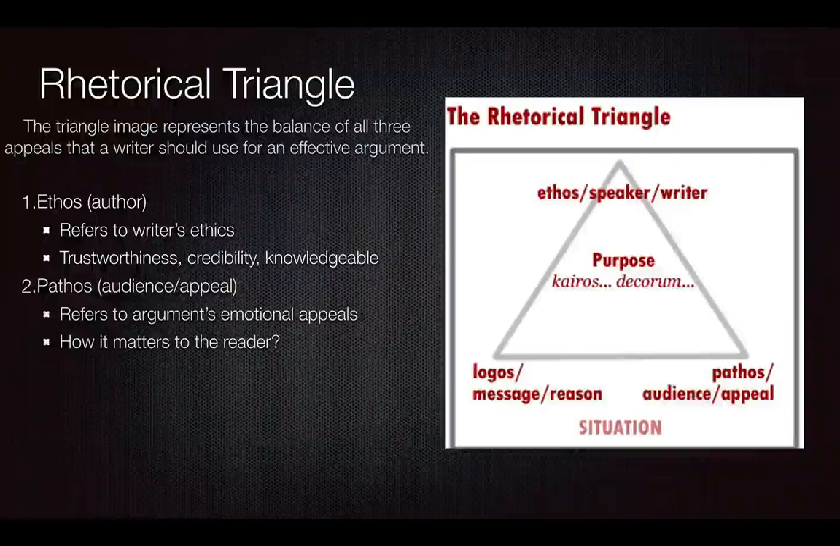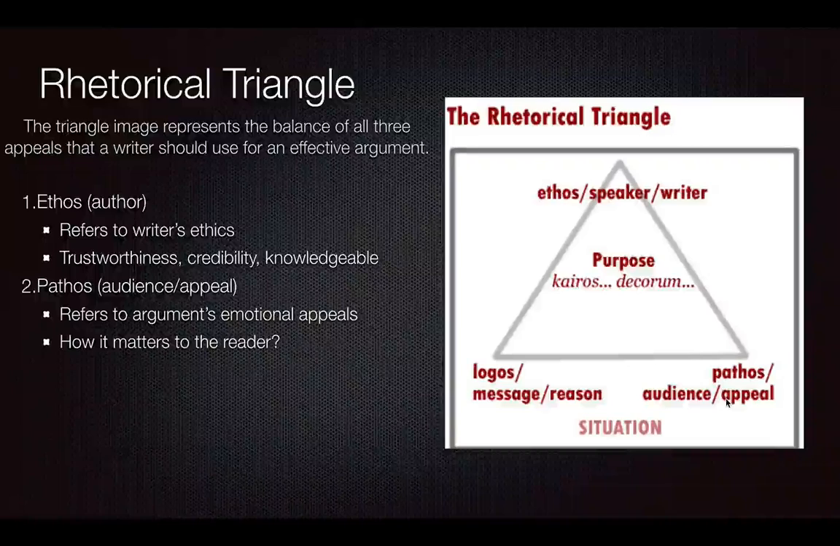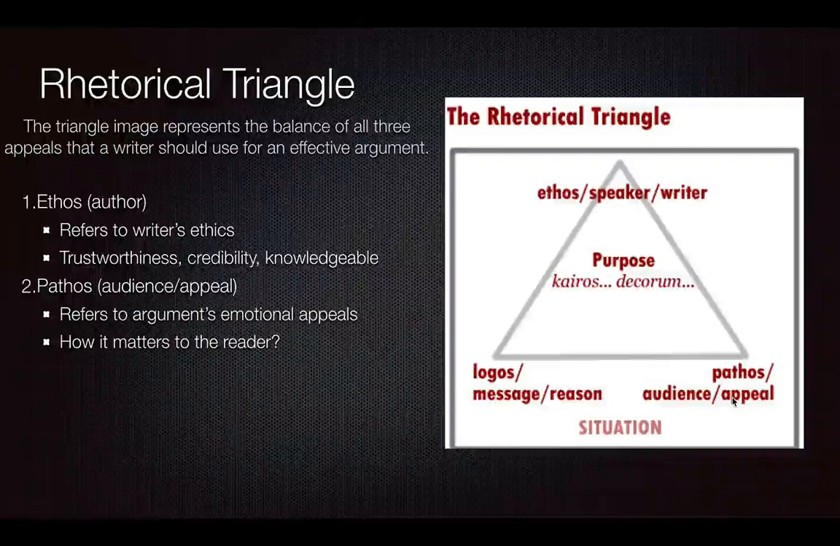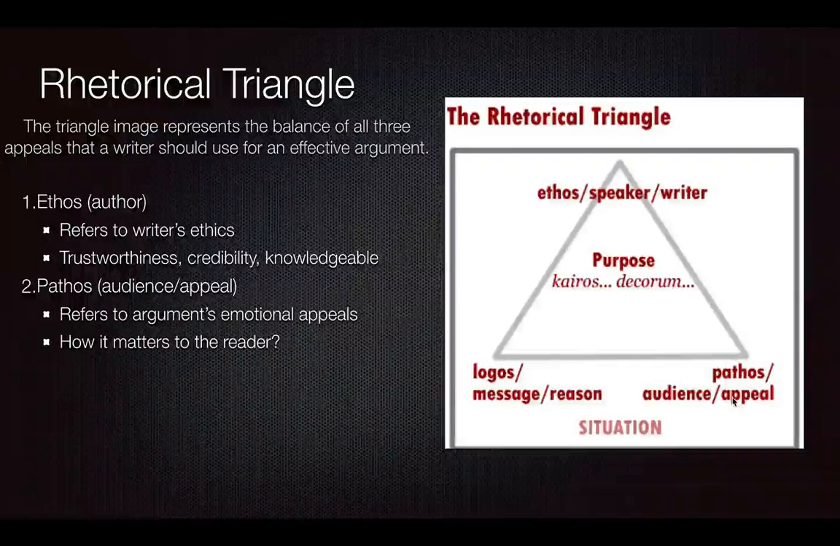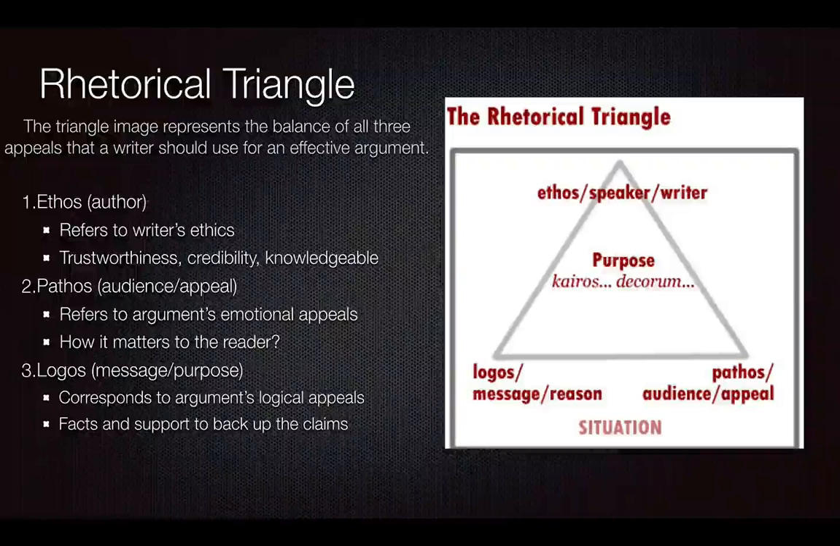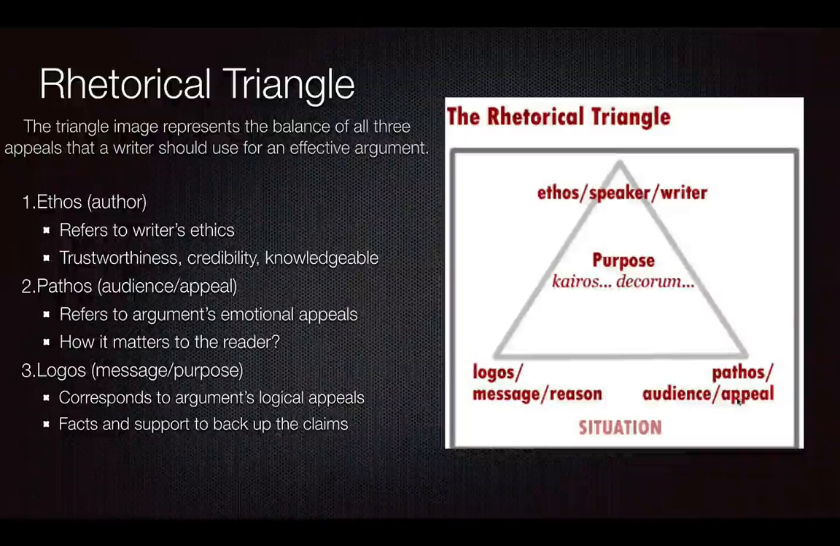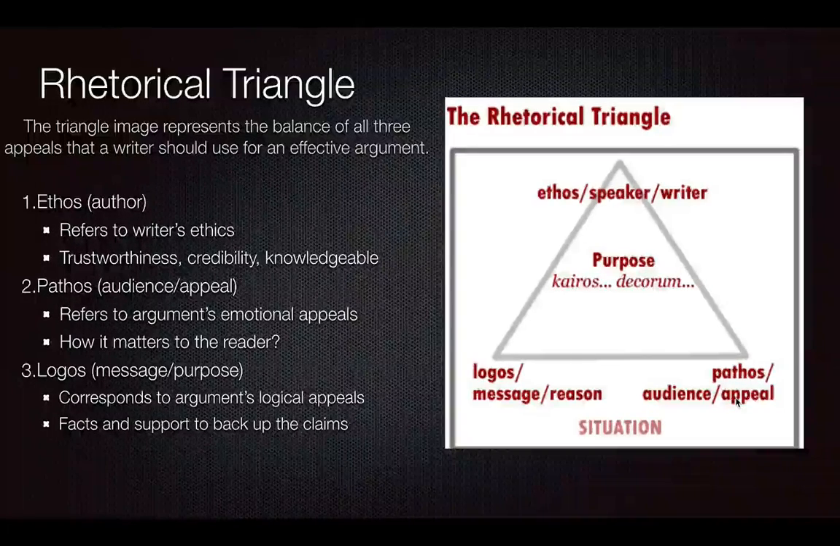Was that person knowledgeable? He also included pathos, which referred to the audience, and it addressed how you related to the audience. How did you get them to buy into your argument? Did you sway them emotionally? Did you use some other type of method to get them to think that the argument was valid? And then last but not least, logos, to discuss the message or the purpose of the message and how that might correspond to whatever appeals were necessary to get the audience to buy in.